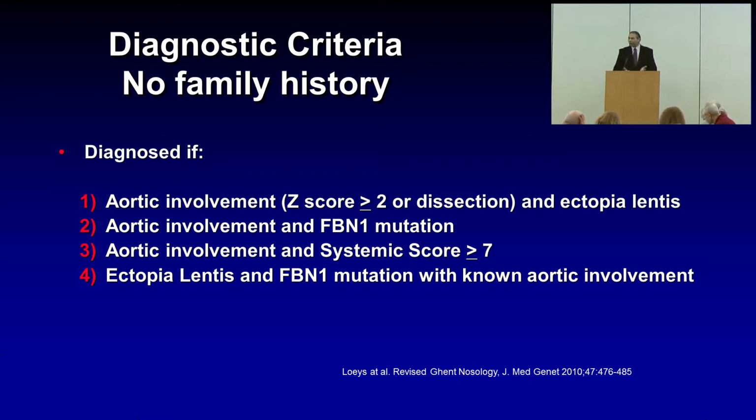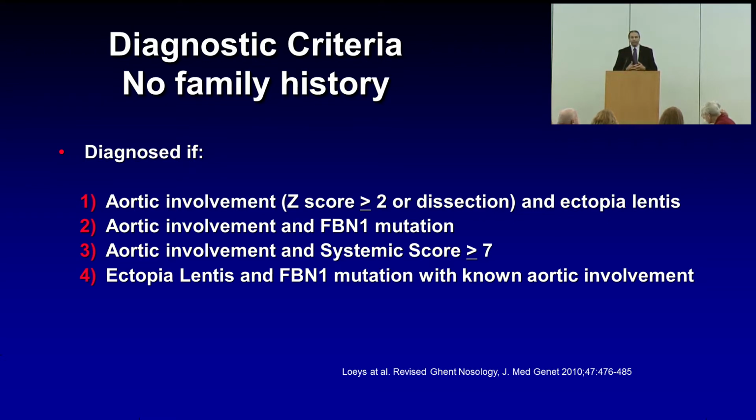So if you have no family history, there are multiple different levels that you have to go through to determine if somebody has Marfan syndrome. If you have aortic root involvement, a Z-score more than 2 in a pediatric patient, or a history of dissection, and you've been diagnosed as having ectopia lentis, those two features alone will clinch the diagnosis of Marfan syndrome. Then you go to the next step. If you don't have either of those, then you look for other additional evidence.